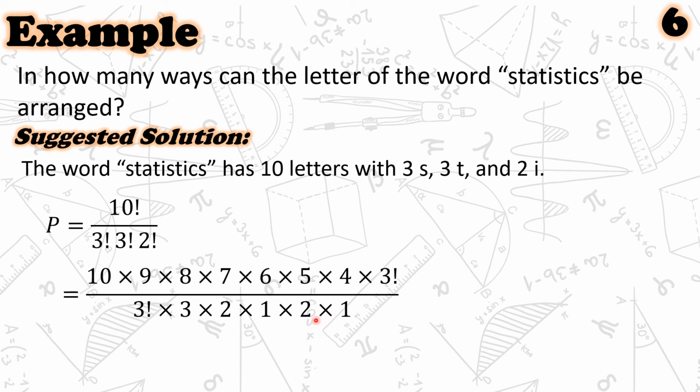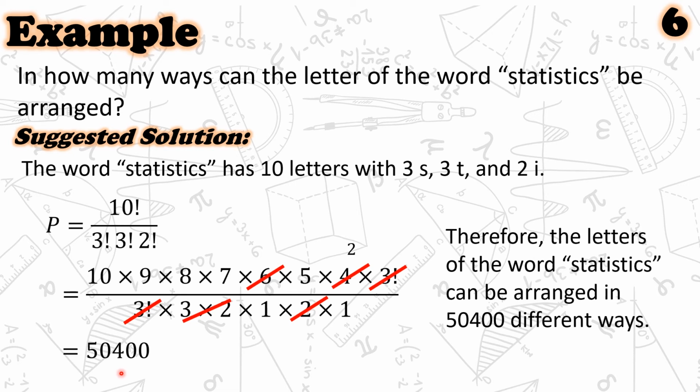This time, we can cancel some values. 3 factorial over 3 factorial is 1. 3 times 2 is 6, so we can cancel 6 in the numerator. That is 6 over 6 is equal to 1. Also, we have 2 in the denominator left, and 4 can be reduced to 2, as 4 divided by 2 is equal to 2. Then we have 10 times 9 times 8 times 7 times 5 times 2, and that is equal to 50,400. Therefore, the letters of the word statistics can be arranged in 50,400 different ways.